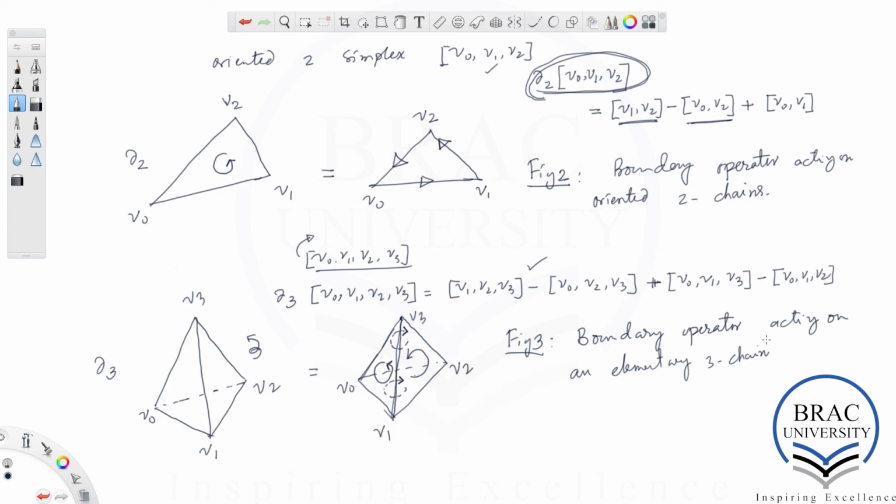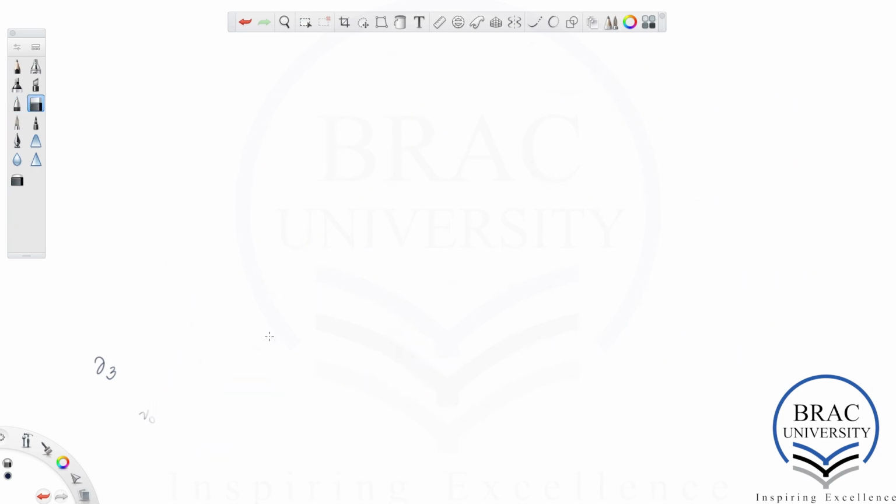Okay, good. Alright, so now our third example. The question that naturally can arise following what we have discussed is, what will be the boundary of a boundary? The boundary of a boundary is 0, that we'll see in the following example. Example 3, consider the one chain del 2, v0, v1, v2.